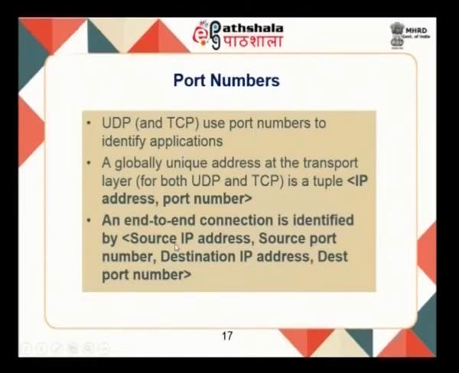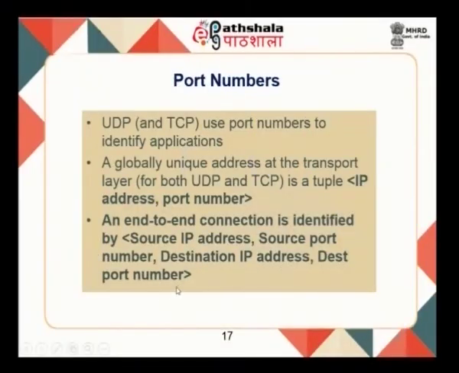Based on this, an end-to-end connection, both in UDP and TCP, is identified by means of these 4 parameters, a 4 parameter tuple: source IP address, source port number, destination IP address and destination port number. So, these are 4 parameters which identify an end-to-end connection. Source IP address, remember, will have the network address and the node address. So, you have identified the node on the network, and the source port number identifies the application on that particular node.